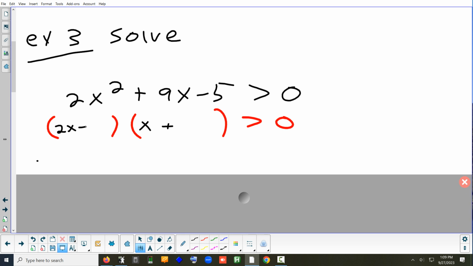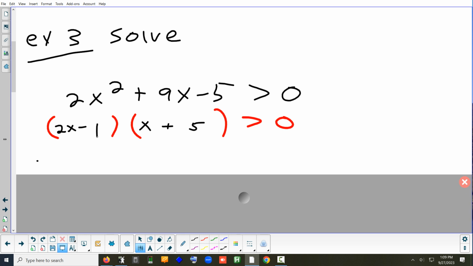And now two numbers that multiply to give me 5. Well, 5 is prime. So what two numbers multiply to give you 5? 5 and 1, and I would do it in this order. That gives you 10x minus 1x, which is 9x. All right, so we factored it.